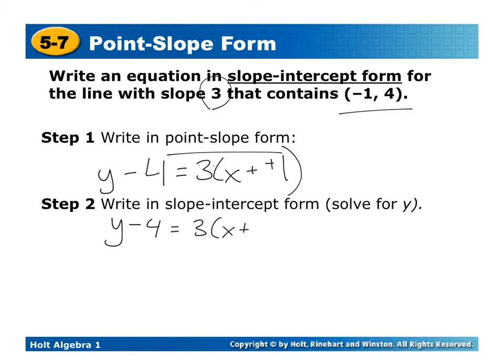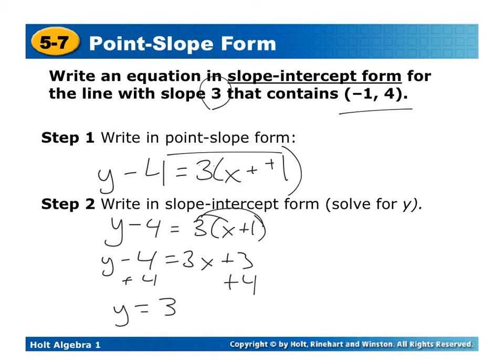And now, when we do that, if we solve for y, we can actually figure out our slope-intercept form. So I'm going to go ahead and distribute here. So we have y minus 4 is equal to 3x plus 3. Now I'm going to get y by itself by adding 4 to both sides. So our slope-intercept form is y equals 3x plus 7.